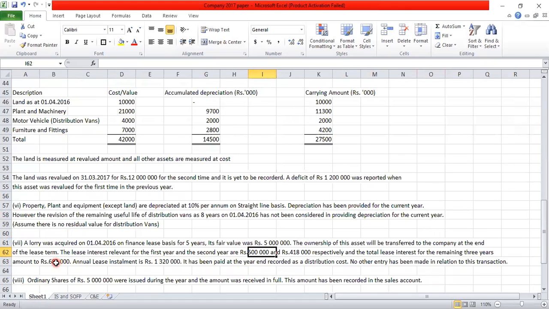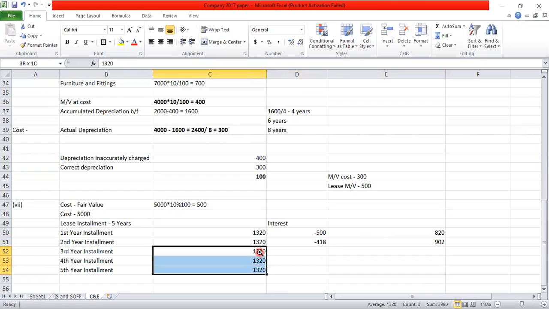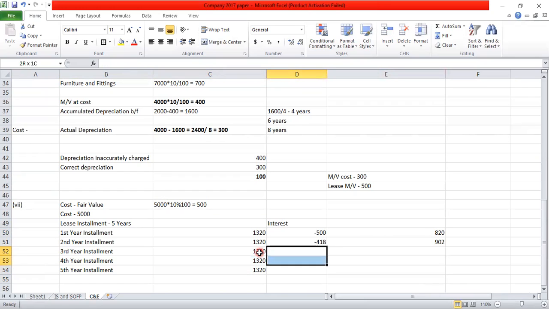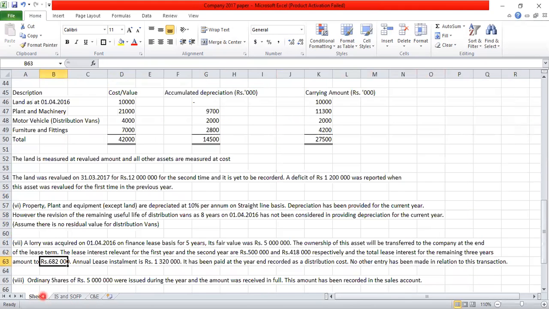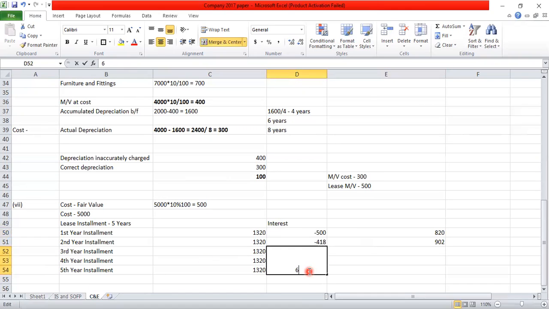They said that you need to pay 682,000 for the remaining 3 years. So I can take all these three together. All three amounts together is 3960. So this all three, I will merge as one. 682 is the amount for all three years' interest. So now these three together will give me 3960.